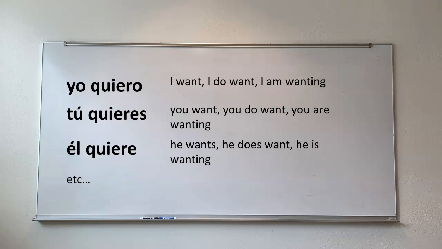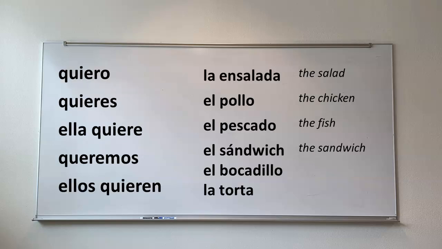Okay, so let's go ahead and continue. Now, the next logical step is to start to put this into context. In other words, we don't just say quiero by itself, we use some other word to tell you what it is that I want. So I would need a noun. So I'm just arbitrarily choosing some food vocabulary here. So I could say something like, I want the salad. Let's say I'm at a restaurant. I could say, quiero la ensalada.